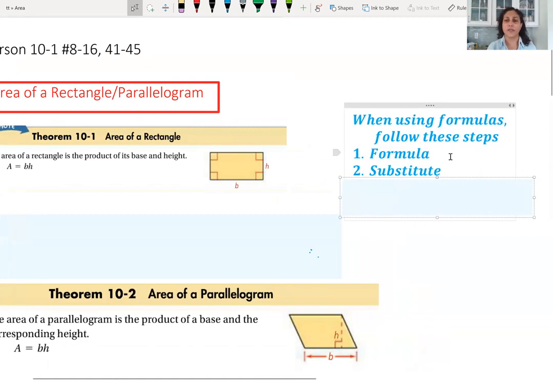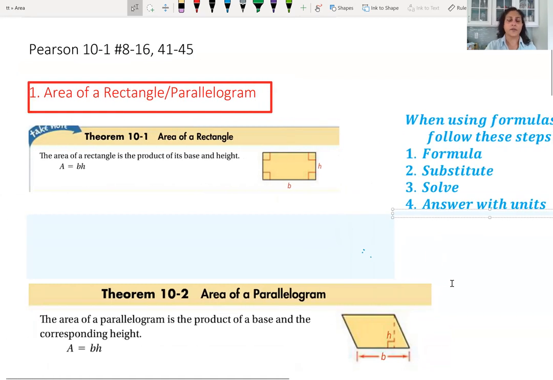You must first write the formula, then substitute, and then solve, and then make sure you answer with the correct units. So you usually see the area of a rectangle as length times width, but we like to say properly that area is base times height. So the area of a rectangle is base times height.